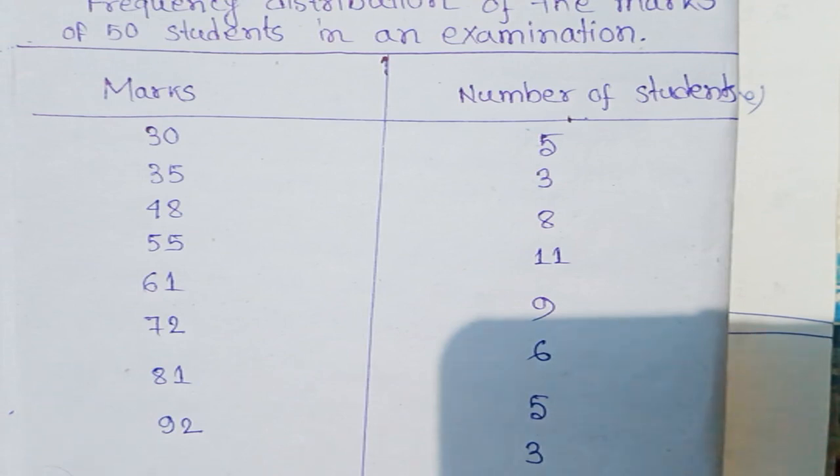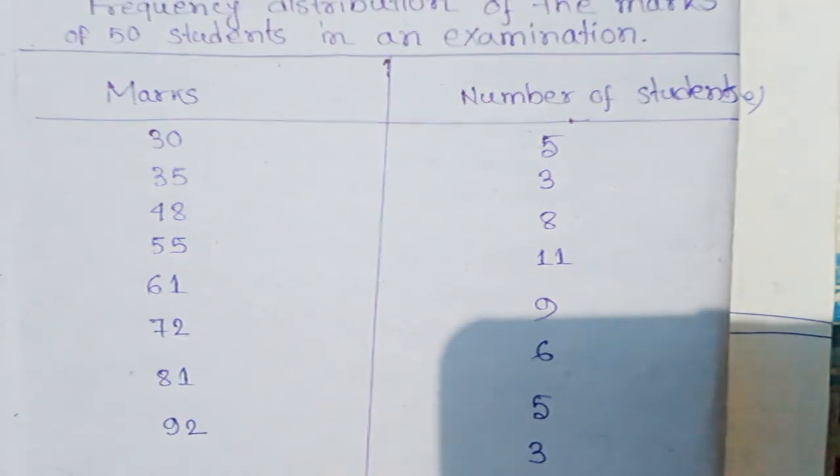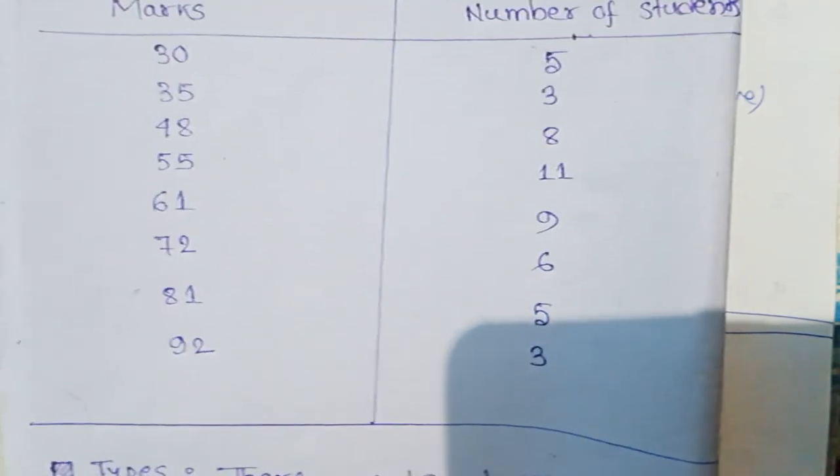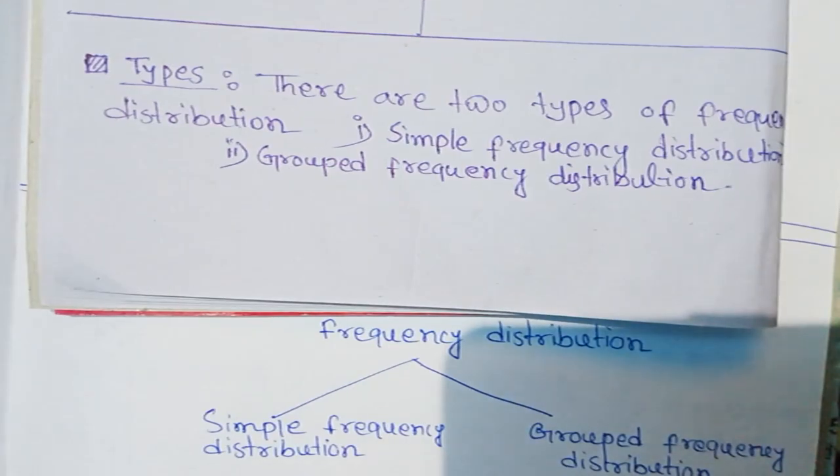So the frequency of a value of marks, 30 or 35, is the number of times the value or the mark is repeated. Means in case of 30, the frequency of 30 is 5, the frequency of 35 is 3, and that of 48 is 8, and so on. Okay, so this is a frequency table of the following data. Later we will go for more examples to make you clear.